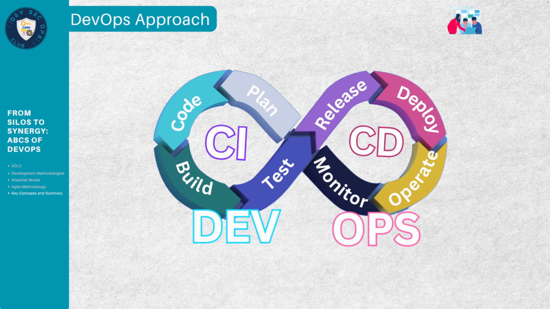DevOps says continuous delivery, so delivery must be faster. As soon as the developer has committed the code, or is done with their code, that particular code should be available to be deployed directly to production. That's the philosophy of DevOps, and that's what DevOps is about.